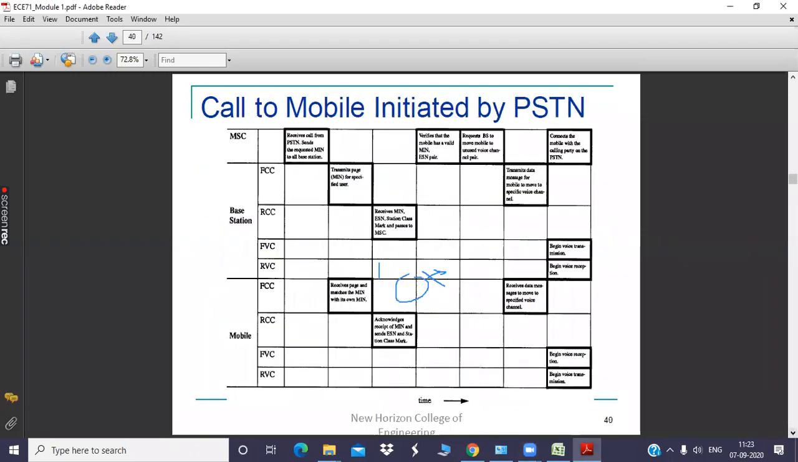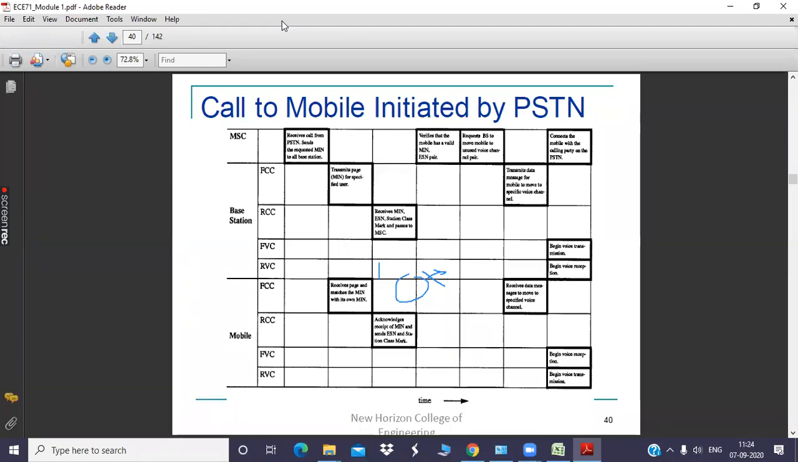Okay. Now, this is the timing diagram, which is explaining the procedure of establishing a call between the two mobile subscribers, or it can be a conversation between the mobile and PSTN. So this we are explaining in two different cases.